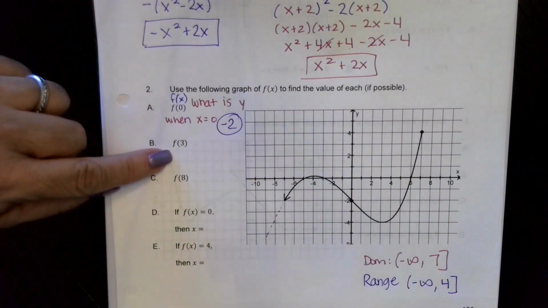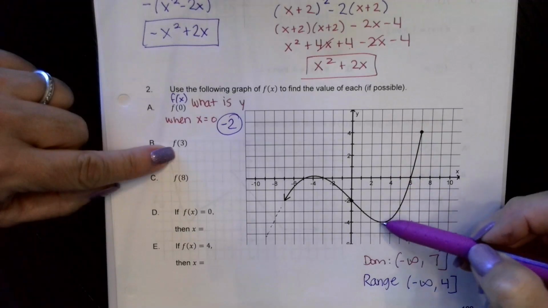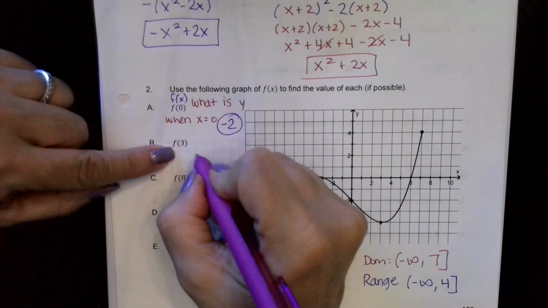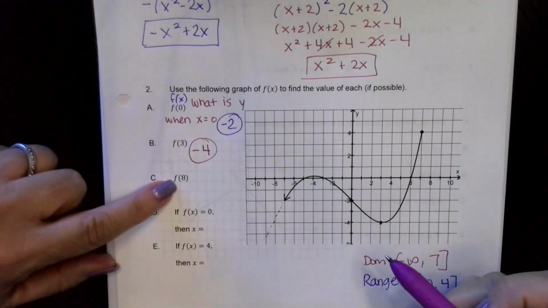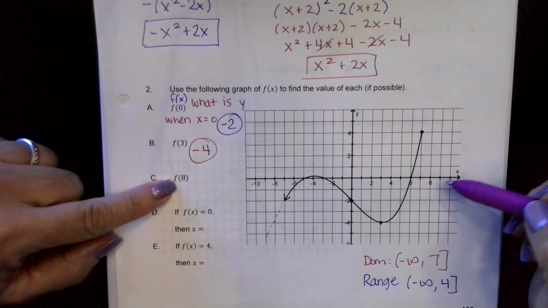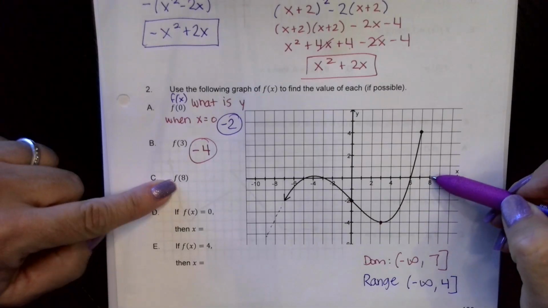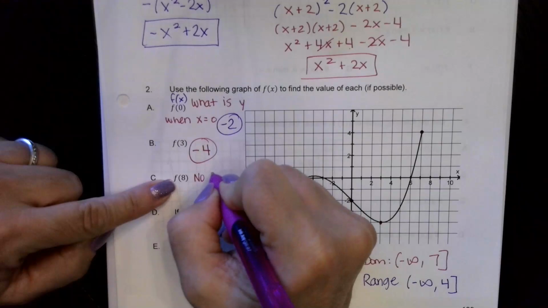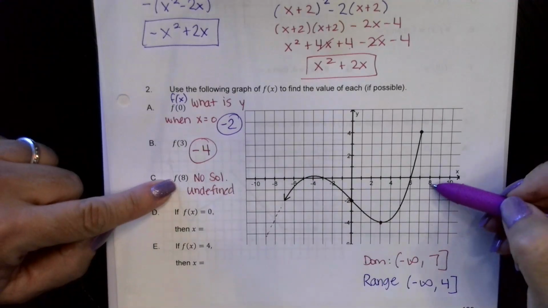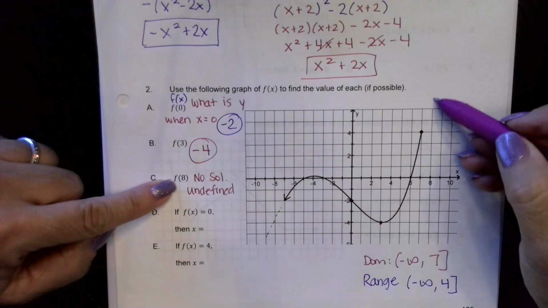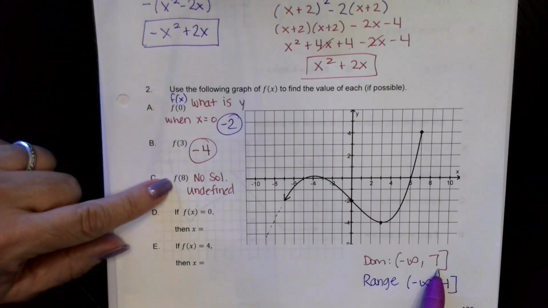Okay? This one, what is y when x equals 3? So I'm going to go over here to 3. I'm going to go down until I hit my graph, which happens right here. It's going to be negative 4. Okay? So what is y when x equals 8? So I go over here to 8. I go up, and I never hit my graph. I go down, and I never hit my graph. So this is going to be no solution, or you can say undefined. There is no answer because when x equals 8, it is outside of my domain. Remember we said here the domain ends at 7, so I can't have a value at 8.